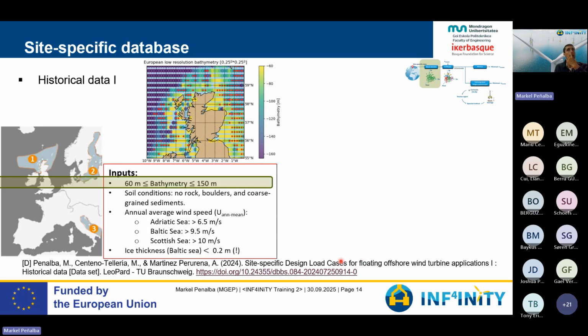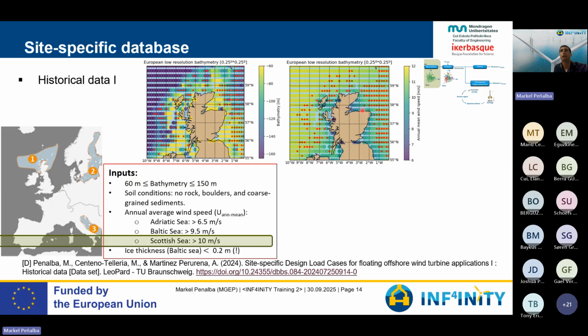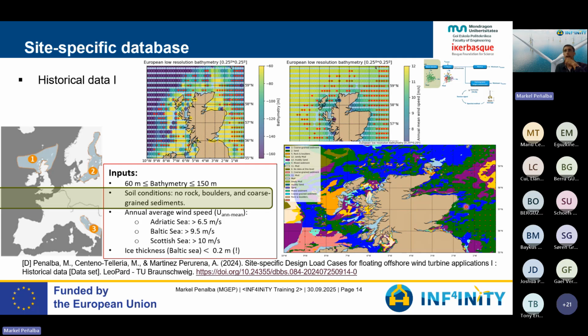So historical data, I will go very quickly through the 3 areas. As I said, the bathymetry: you see the red points, they identify the locations that fulfill all the different requirements. For the Scottish Sea, you can see here the red points that fulfill all the conditions, and here you see the bathymetry of the area. Here is the annual mean wind speed, and again you see the red points where the conditions are fulfilled, and finally the soil conditions, so the soil characteristics in the area of analysis in the Scottish Sea, and again the red points where all the conditions are fulfilled.